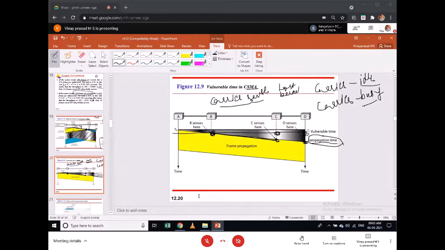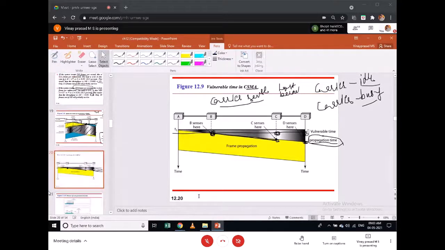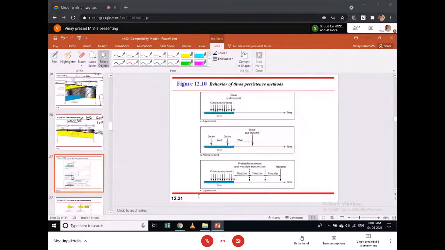For that we have three methods. We call them persistence methods. They describe the behavior of a host, how it should behave when the channel is busy and when the channel is idle. We call these one-persistence, non-persistence, and p-persistence, probability persistence. P-persistence means probability persistence.